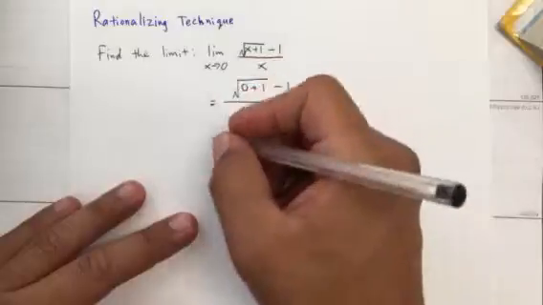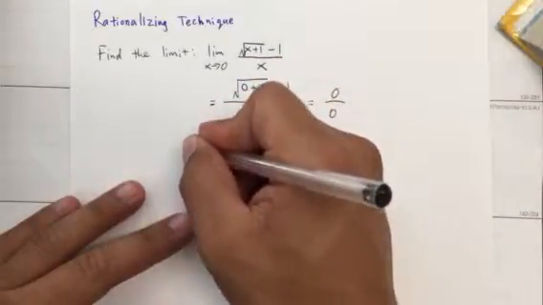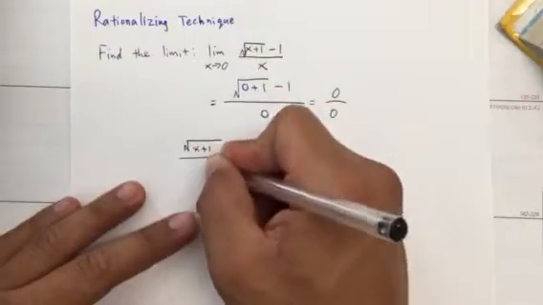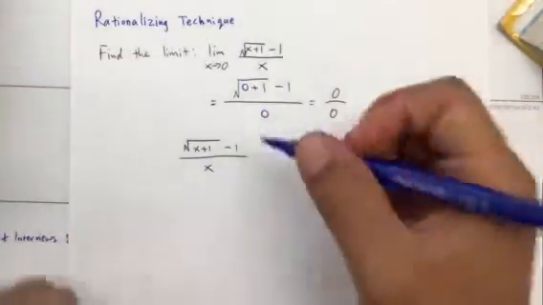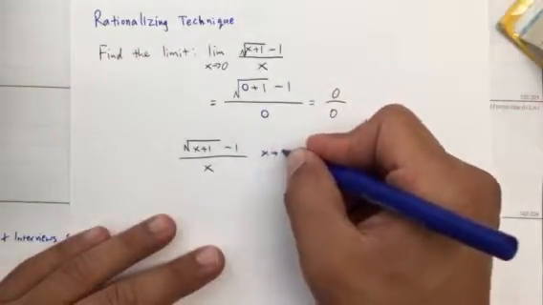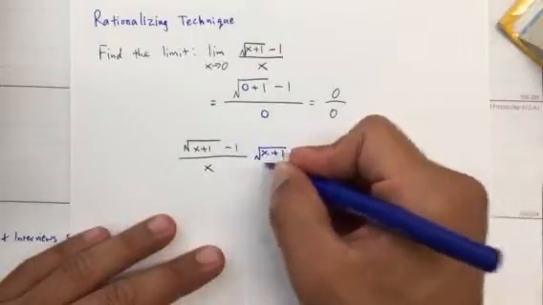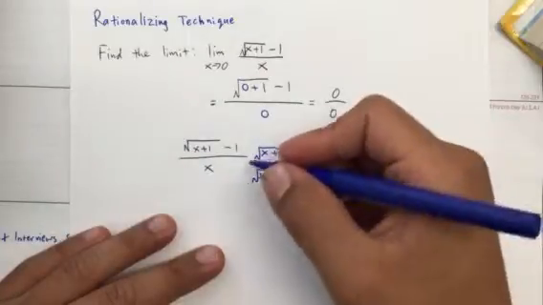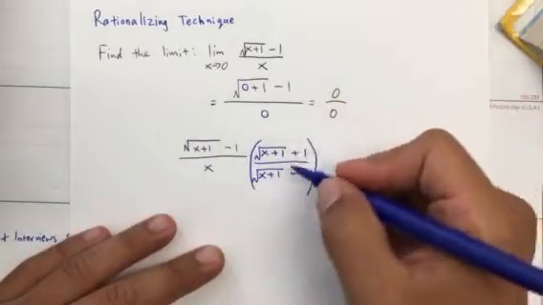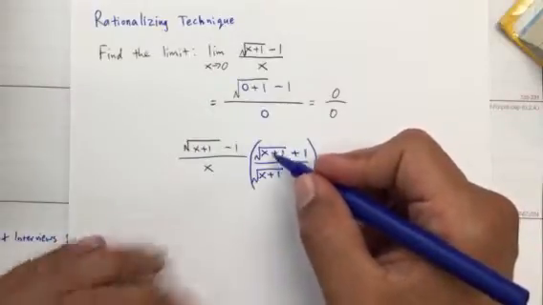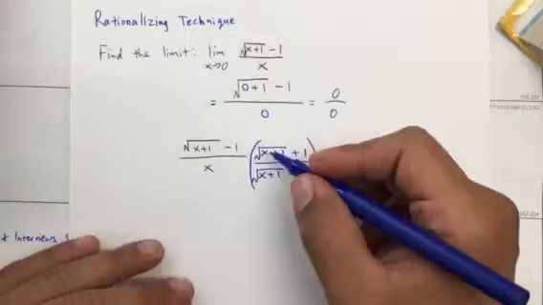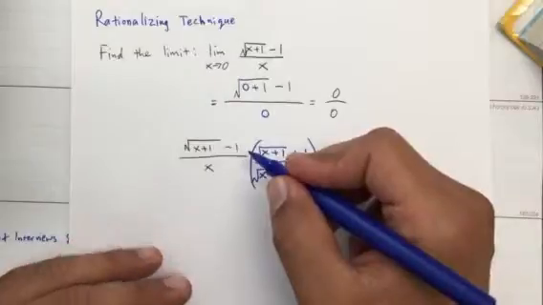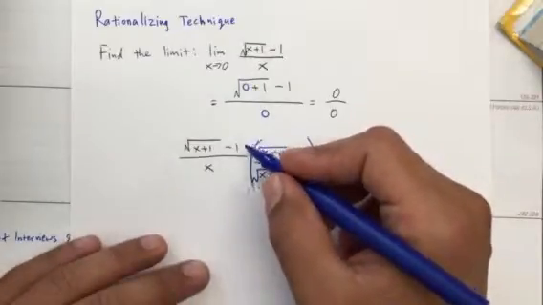So for this problem, we're going to multiply the square root of x plus 1 minus 1, over x, by the square root of x plus 1 plus 1, over the square root of x plus 1 plus 1. Notice that I'm multiplying by the same thing over the same thing, so this is technically 1. It's a convenient form of 1 that we can multiply by.